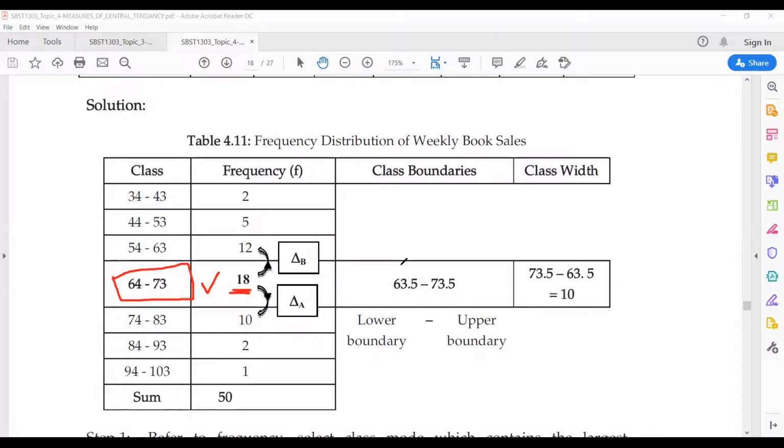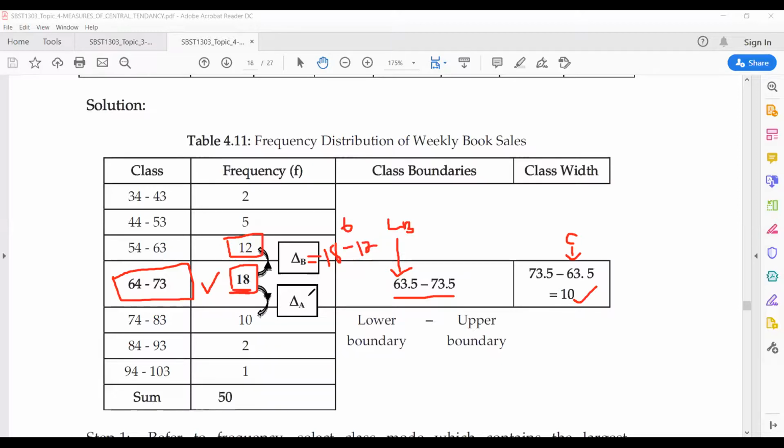You find the class boundary of the modal class, which is 63.5 to 73.5, and use that to calculate the class width, which is 10. This gives you LB of the modal class. This is your C. Then your change before is the difference between the frequency for the modal class and the frequency just before that class. So change before is going to be 18 minus 12, which is equal to 6.